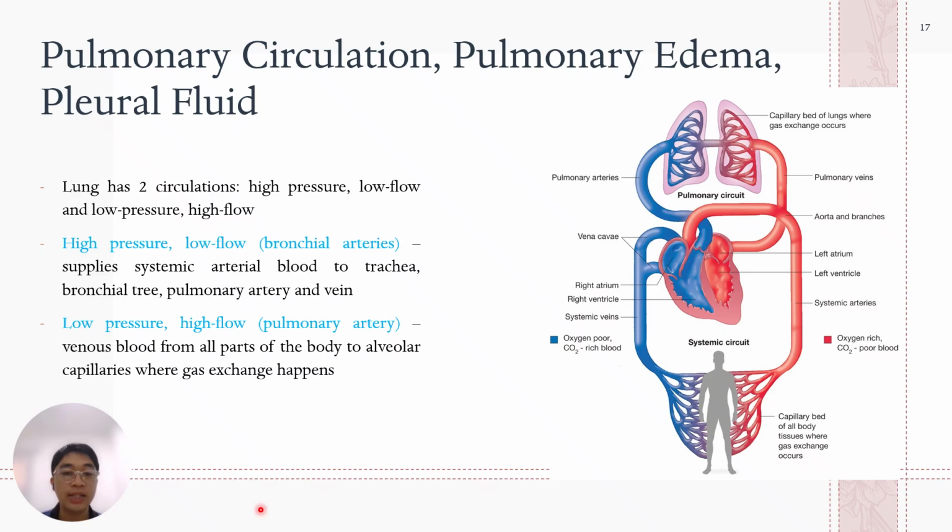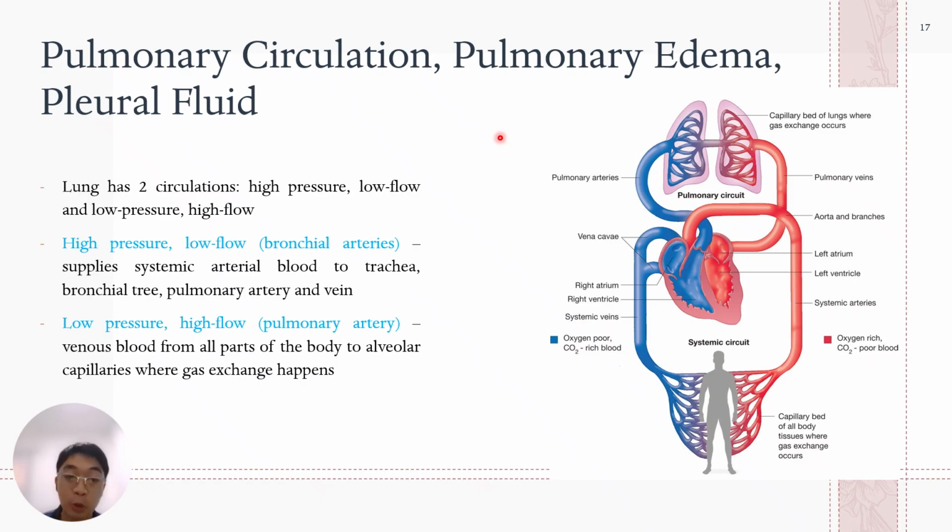Okay, so let us now talk about the pulmonary circulation, pulmonary edema, and the pleural fluid. So our lung has two circulations. We have a high pressure but low flow circulation and a low pressure but high flow circulation. An example of your high pressure but low flow circulation is the circulation coming from your bronchial arteries. So, your bronchial arteries are responsible for supplying the systemic arterial blood towards the trachea, the bronchial tree, the pulmonary artery, and even the pulmonary vein.